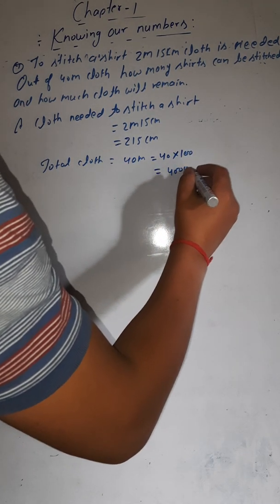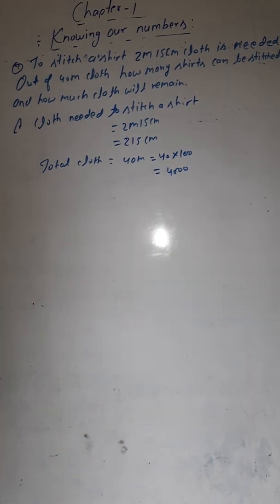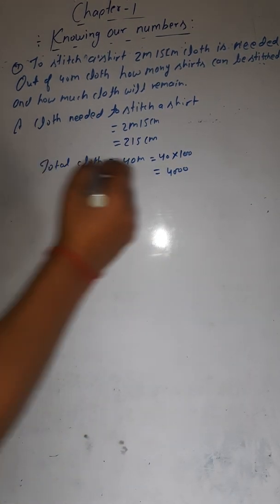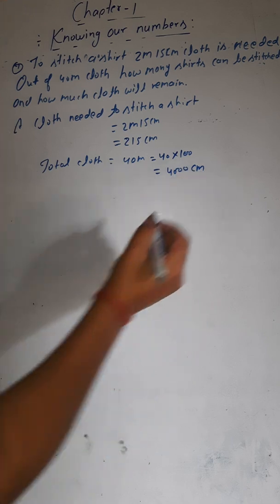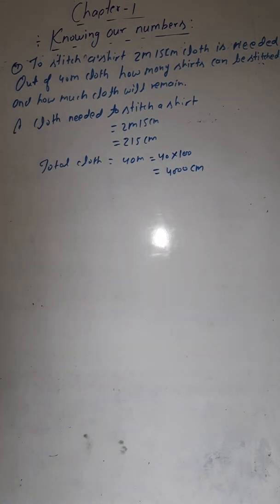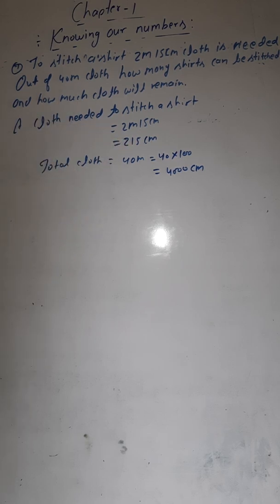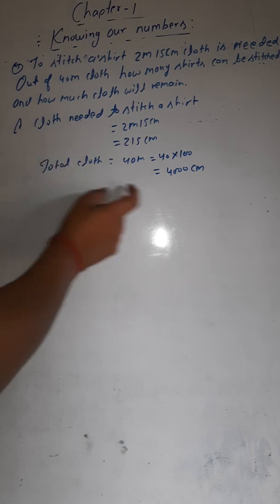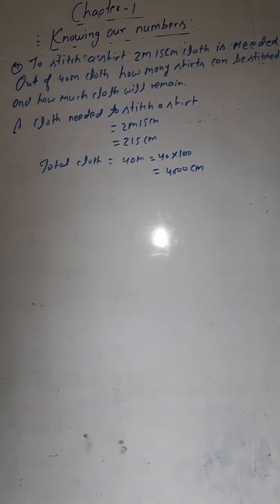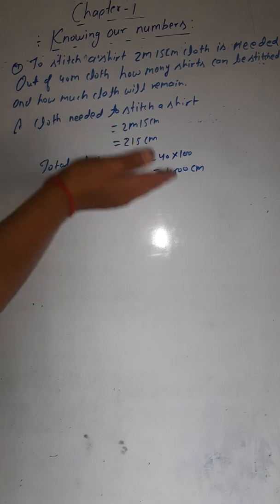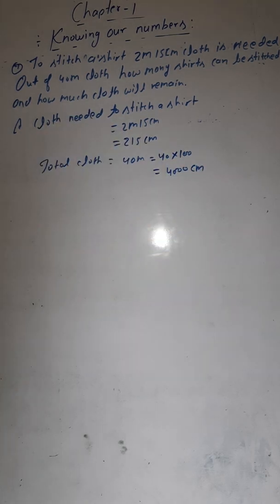40,000, sorry, 4,000 centimeter. Okay, so this much cloth you are having, and to stitch a shirt only 215 centimeter cloth is needed, and the cloth which you are having is total 4,000 centimeter cloth. So how many shirts can be stitched out of this, that you have to find out. Okay, are you getting this?